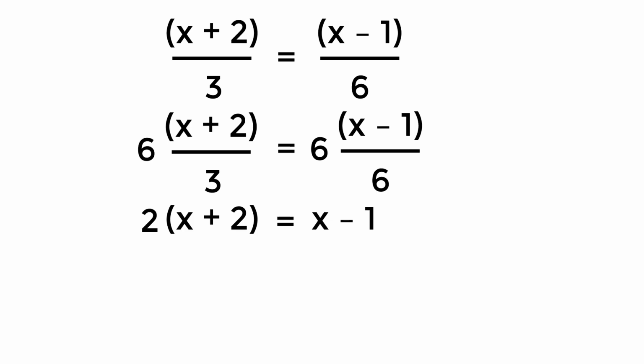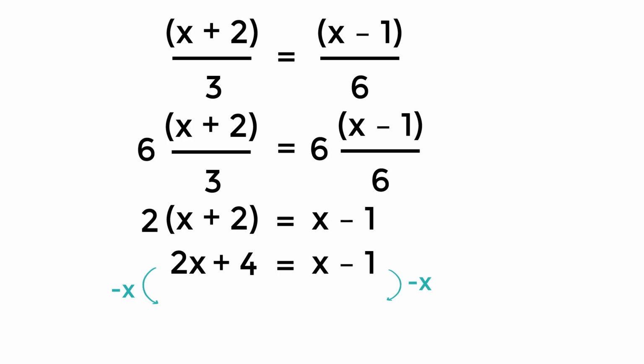Next, expand the bracket. 2 times x is 2x, and 2 times 2 is 4. So we get 2x plus 4 equals x minus 1. Now subtract x from both sides to bring the variables together. We subtract x since x is smaller than 2x. This helps keep the variable positive.